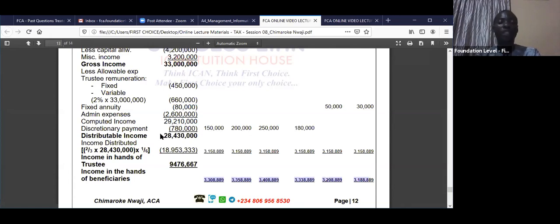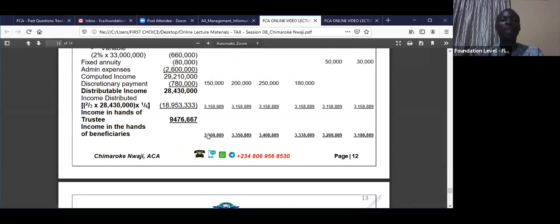This one, we don't call it accessible profit. We call it computed income. So we call the final one the income in the hands of the trustee. So the trustee does not have anything called accessible profit. But I'm just using the word accessible profit because we learn by association, this is what is kind of replacing that accessible profit. That is the kind of thing I'm trying to get across to you. What have we learned so far?